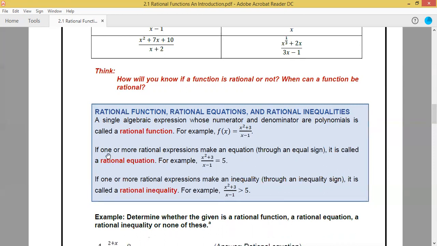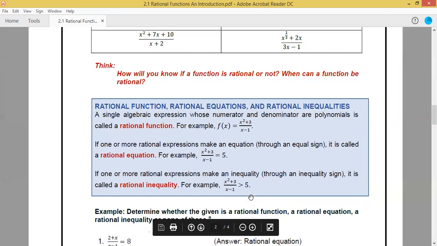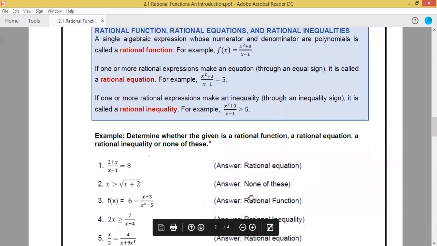But if there's one or more rational expressions making an equation, how do we know it? Through the equal sign, it becomes a rational equation. And if the sign is an inequality, like greater than, less than, greater than or equal to, less than or equal to, or not equal, it becomes a rational inequality. Now, let's take these examples.